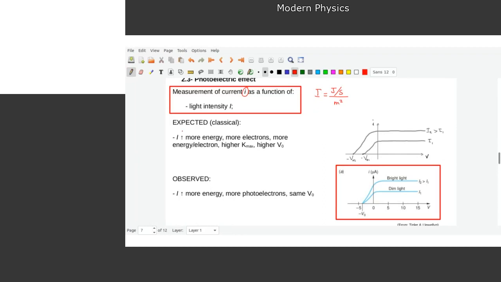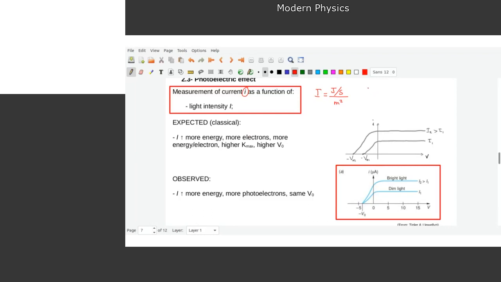And so when you increase the intensity of the incident light, you have more energy incident on the cathode. So you should have more photoelectrons emitted by the cathode. You should also maybe have more energy per electron. And something interesting, as you know, this is an electromagnetic wave.